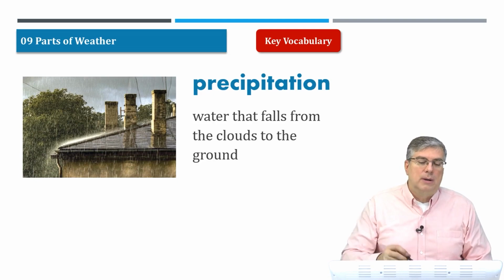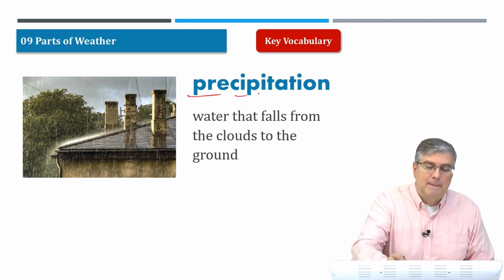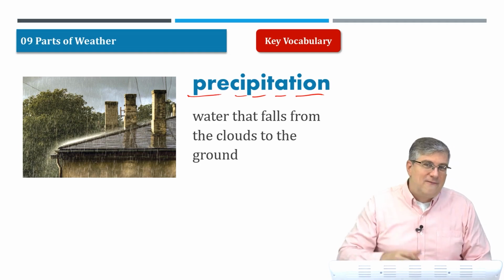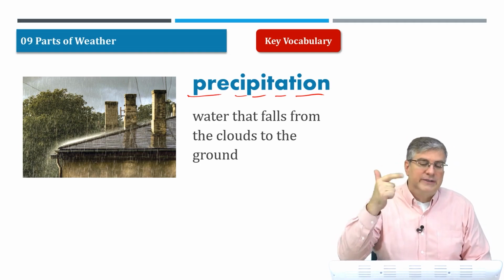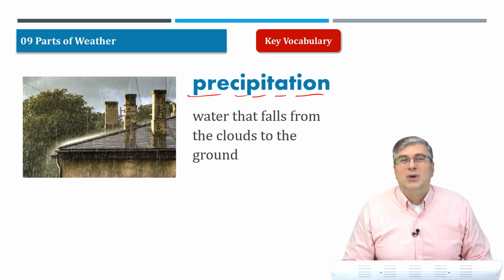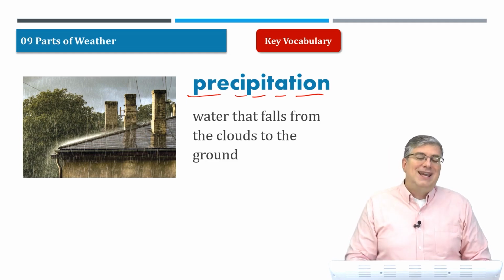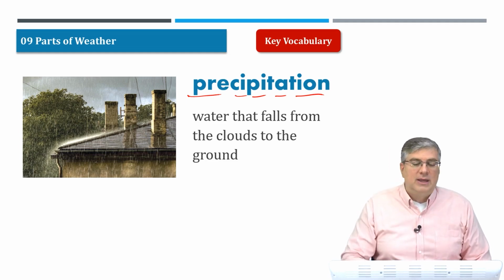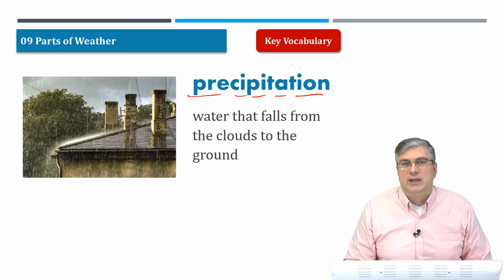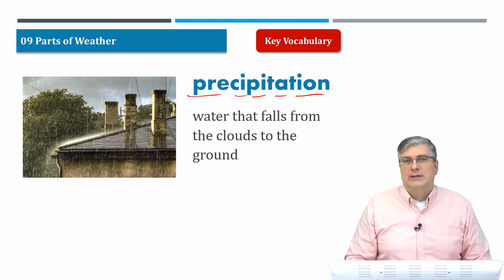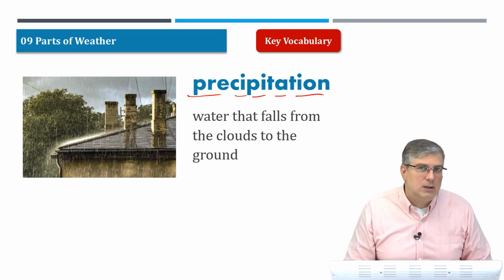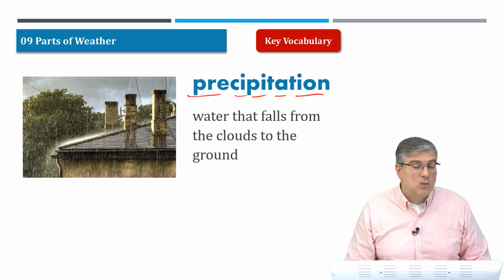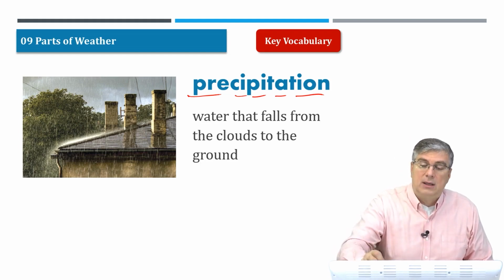Okay. Precipitation. Wow, what a big word. Precipitation. 1, 2, 3, 4, 5. 5 syllables. Precipitation is water that falls from the clouds to the ground. And guess what? The word we just learned, hail, it's ice, that's frozen water. So hail is a type of precipitation.